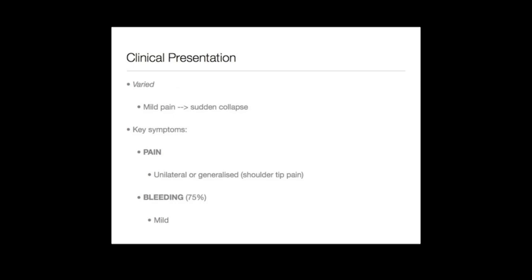The clinical presentation of an ectopic varies greatly, from mild pain to massive hemodynamic compromise and sudden collapse. The key symptoms to be aware of are pain and bleeding. Pain may be either unilateral at the site of the ectopic or, after perforation, generalized, and often shoulder tip pain is described in this setting. Bleeding occurs in up to 75% of patients presenting with an ectopic pregnancy and is usually quite mild.